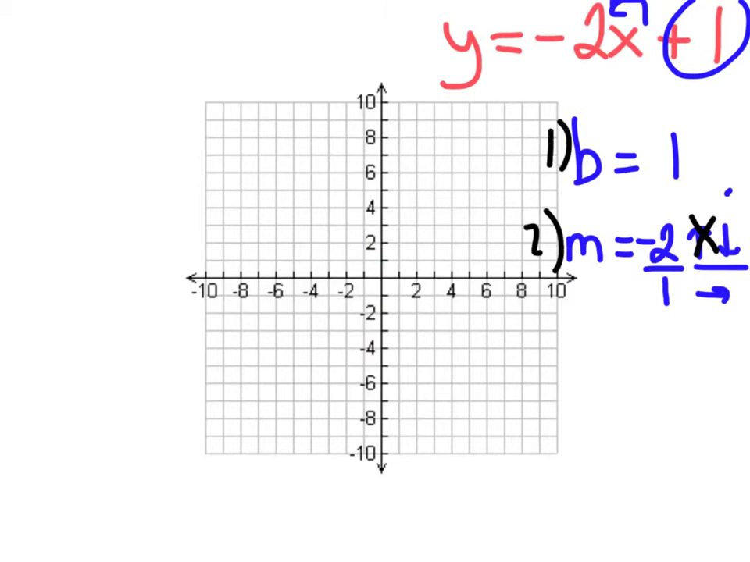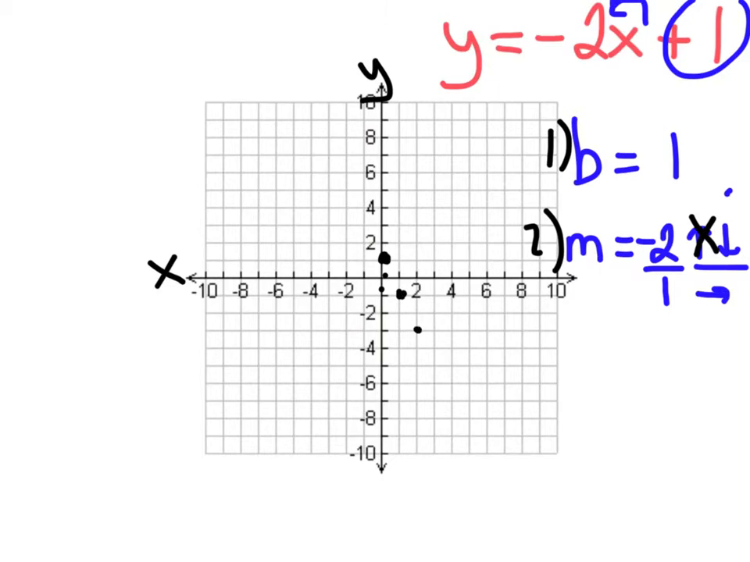So let's start with our b though, because that's always step 1. So step number 1, plot our b. My b is a positive 1. So on my y-axis, I'm going to go to positive 1 and do my dot. And then from that dot, I have a negative 2 over 1. The negative will always belong with the top number. So if you see it out in front, go ahead and just stick it with the top number for purposes of graphing slope. And from my dot, we'll go down 2 to the right 1.